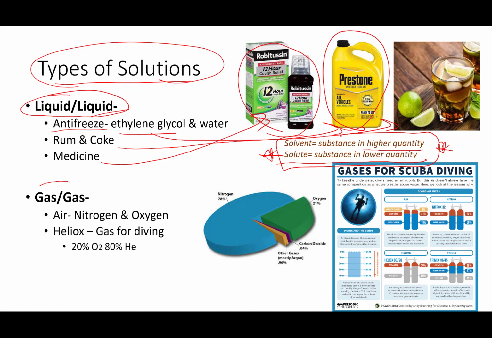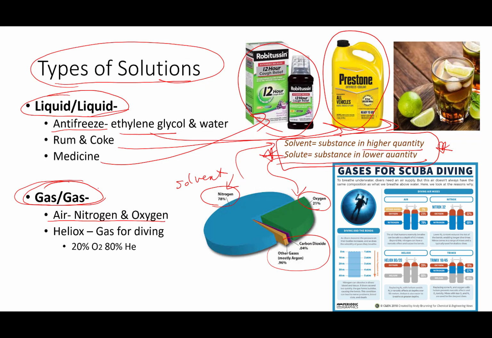So some solutions can even be a gas mixed in with a gas. For example, in Earth's atmosphere, it is mostly about 79% nitrogen, about 21% oxygen, and then a few other bits and pieces. In this case, the solvent is going to be nitrogen because it's the substance in the higher quantity. The solute is going to be oxygen because it is the thing in the lower quantity.